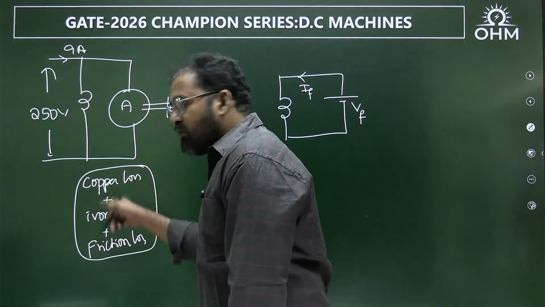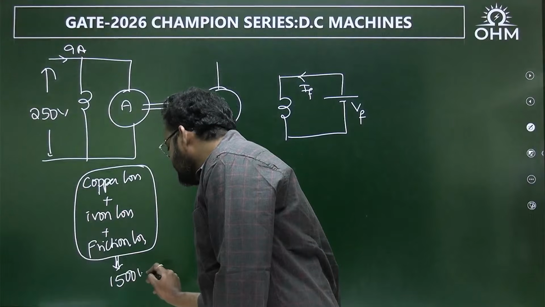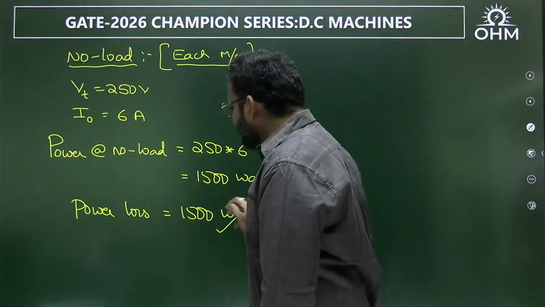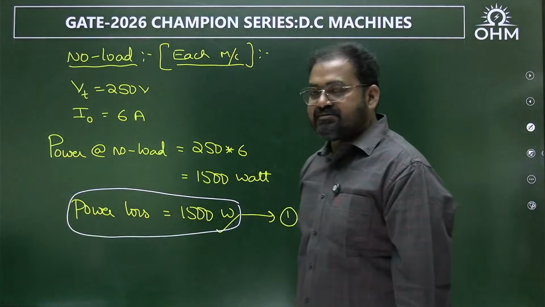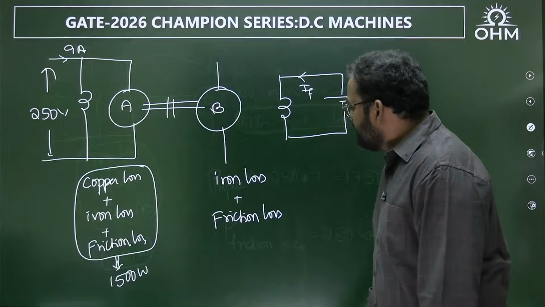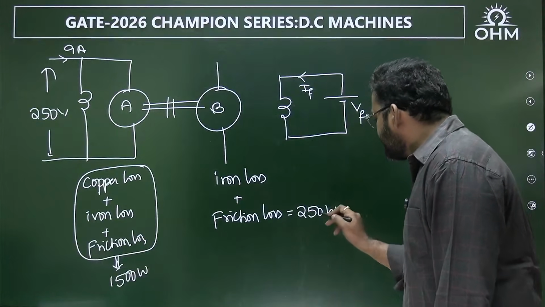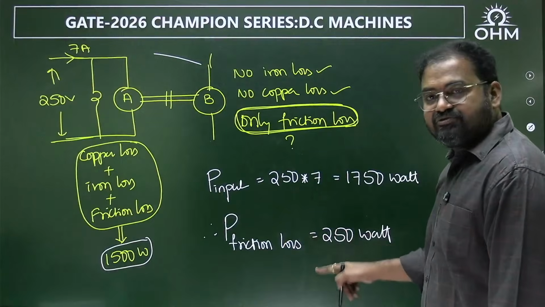How much is this total three combination we already calculated? That is 1500. All right or not? You remember, this is the 1500. This is a combination of all three losses of each machine. Okay. Now, coming to machine B, we already know friction loss is 250. We already calculated here.